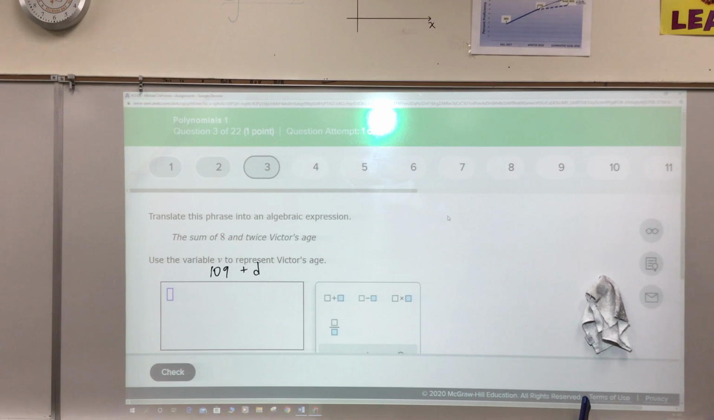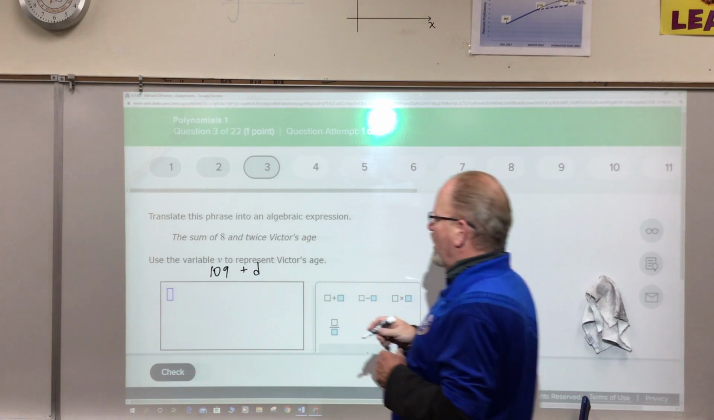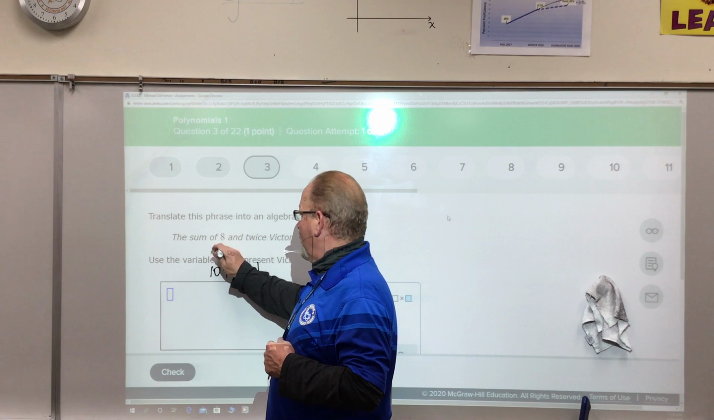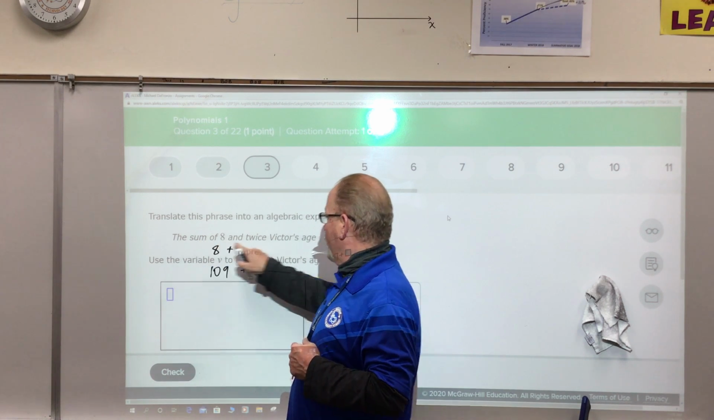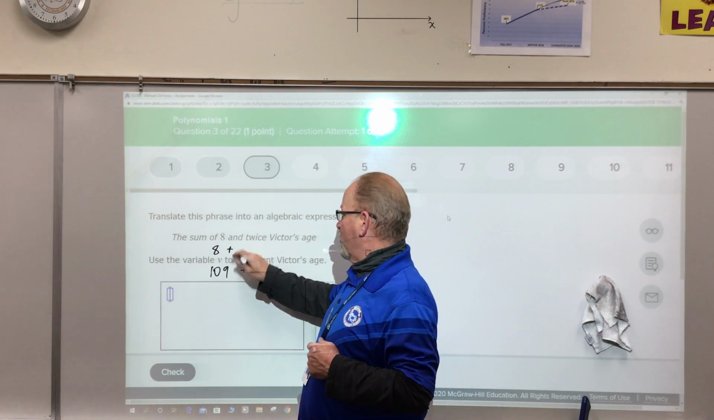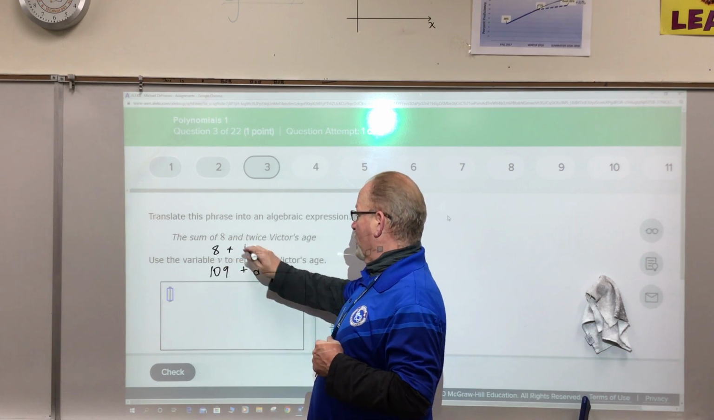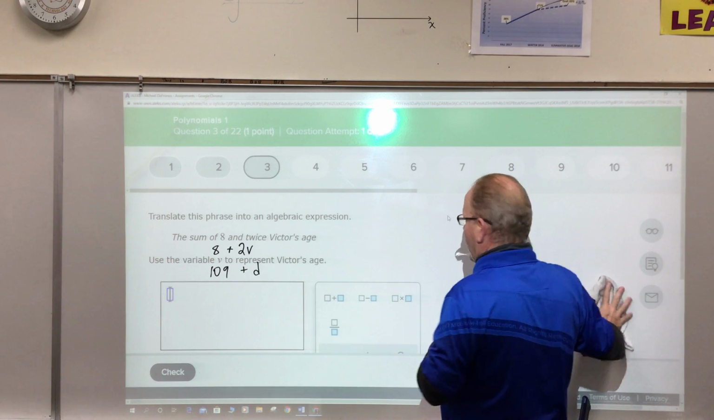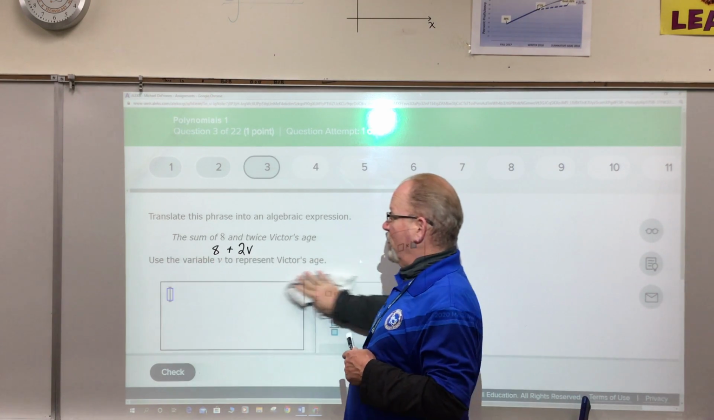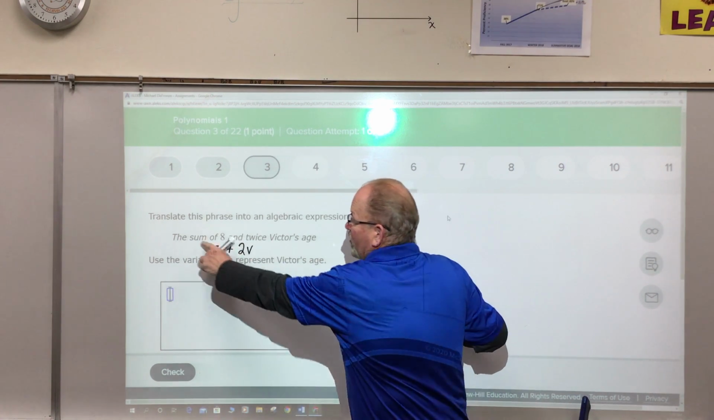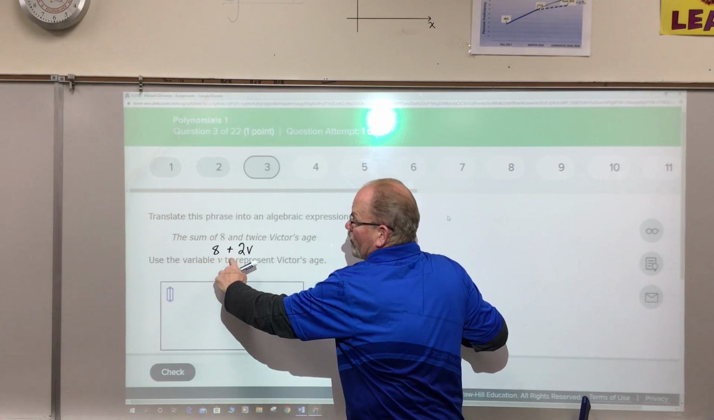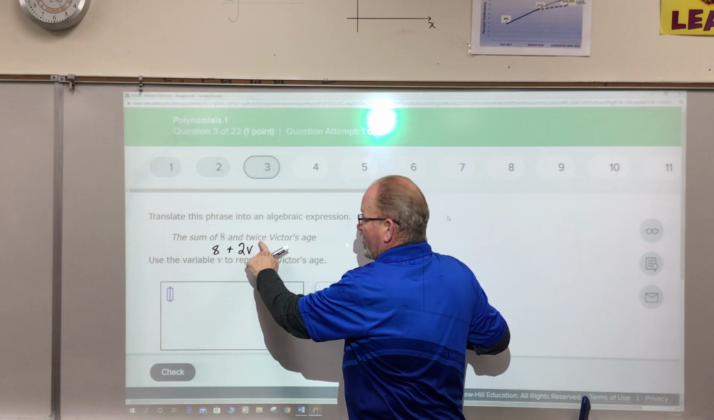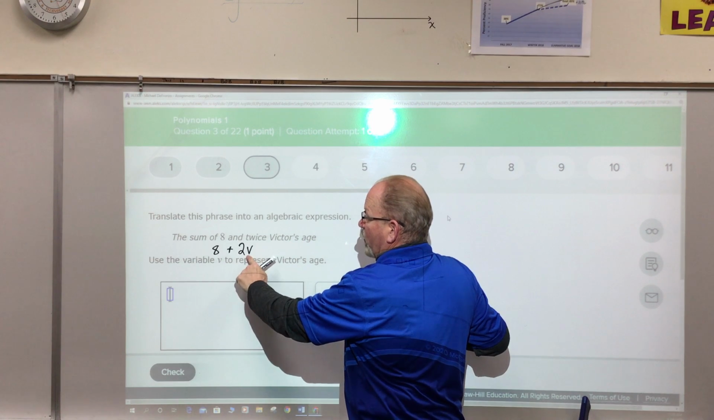The sum of 8 and twice Victor's age. 8 plus the sum twice Victor's age. Use V to represent Victor's age. 8 plus 2V. The sum. 8 and twice, 2 times, Victor's age, V.